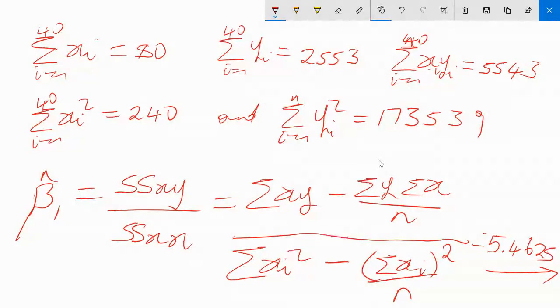I want to believe that you have written these values down, because I'm going to erase them so that we can calculate beta 0. So please write these values down so that we can proceed.